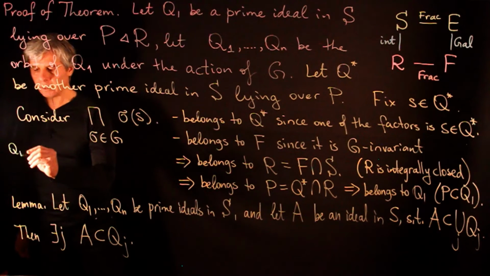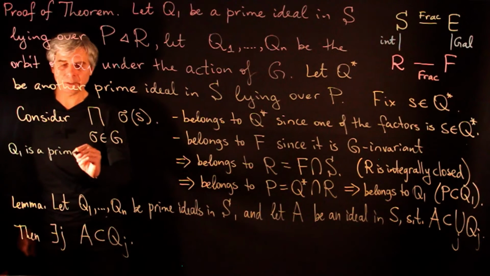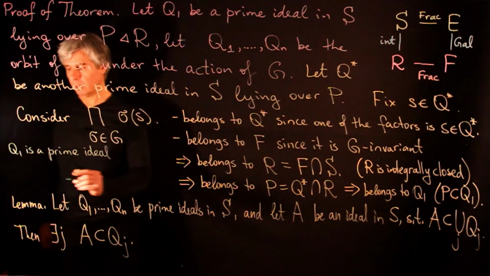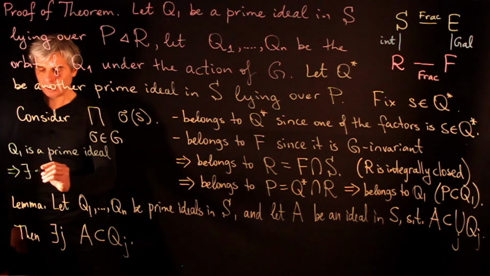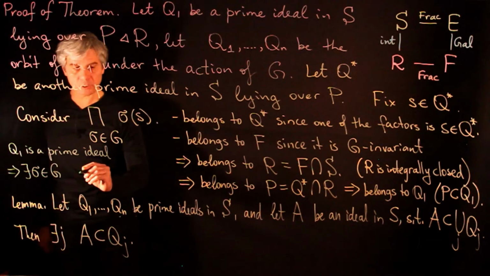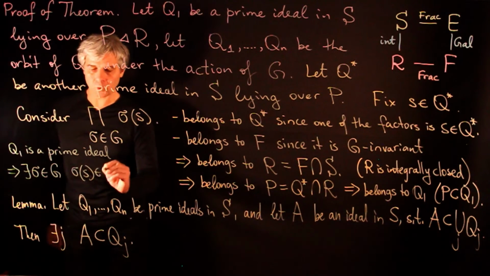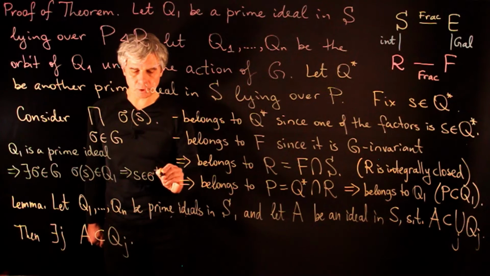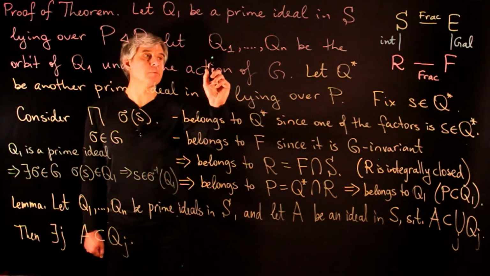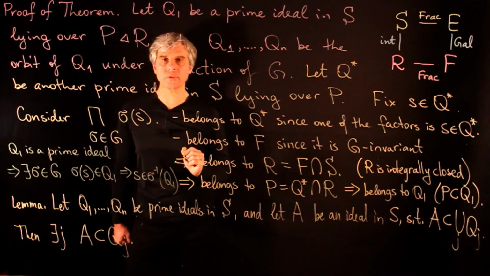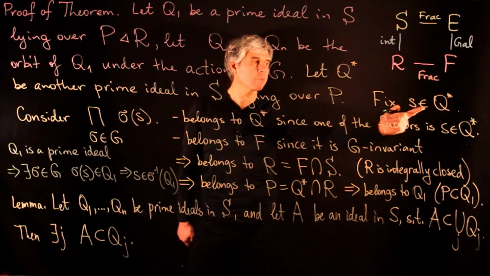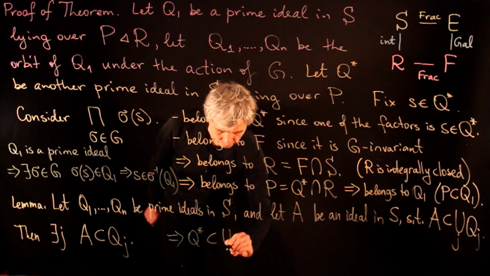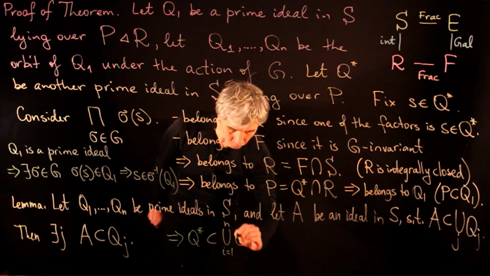Now we recall that Q1 is a prime ideal, and if the product belongs to Q1, then one of the factors belongs to Q1. So this tells us that there exists sigma in G such that sigma of S belongs to Q1, which tells us that S belongs to sigma inverse of Q1, and thus S belongs to one of the ideals in the orbit of Q1. Since S was an arbitrary element of Q star, we conclude that Q star is covered by the union over i from 1 to n of Qi's.